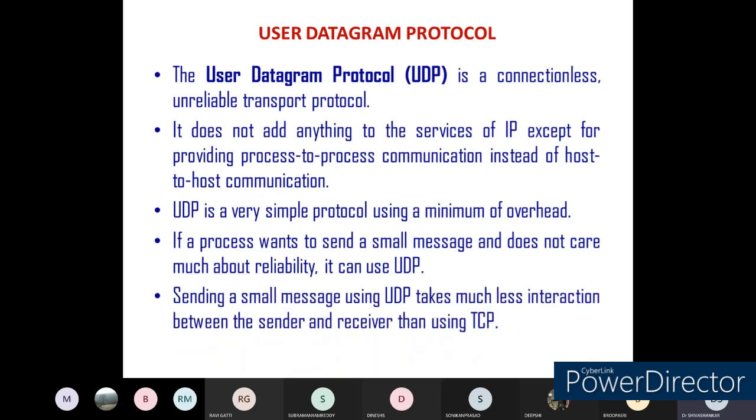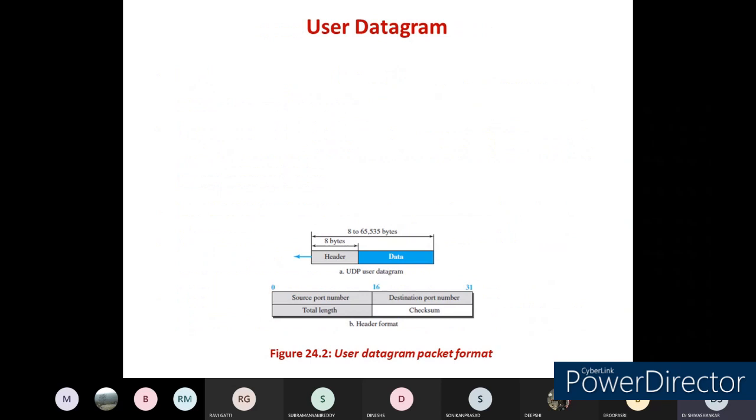Sending a small message using UDP takes much less interaction between sender and receiver compared to TCP. In the TCP protocol, there is a maximum of overhead because it is connection oriented, so many errors and interference will be there. But the UDP protocol is a connectionless protocol, so there will be minimum overhead in UDP. So that's why I told you how we can say it is an efficient protocol with high speed and low cost, like a product delivered to the customer.